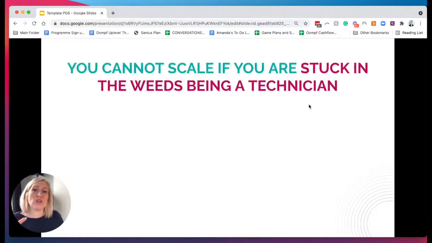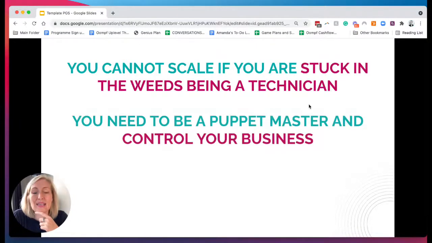So what we want to do is understand that we cannot scale if you are stuck in the weeds being a technician. It's not possible. And I hope that you don't feel I'm being a bit out of order here. But one of the things that I want you to get your head around is that you need to be a puppet master and you need to control your business. By puppet master, you need to hold all the strings and you need to be the one getting your team together, your clients together, your marketing together, your sales together, all of that.